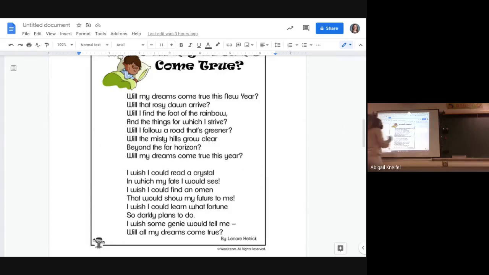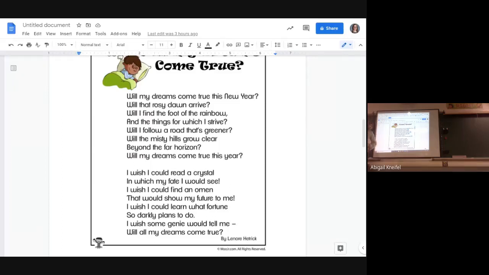Yeah, the same one, obviously. So clear is also line A. Will the misty hills grow clear, and will my dreams come true this year? Another line A. All right, that looks good. So if we're done with line A's, what type of lines come next? Everyone? B. And we have arrive. Does anything rhyme with arrive? Strive rhymes with arrive. I think that's it.